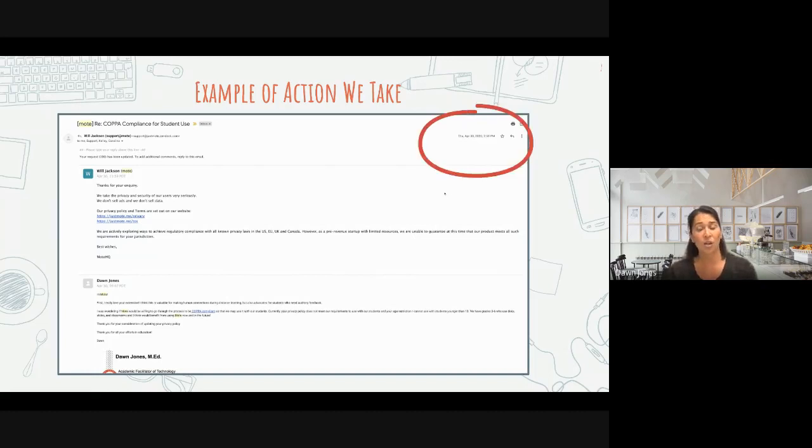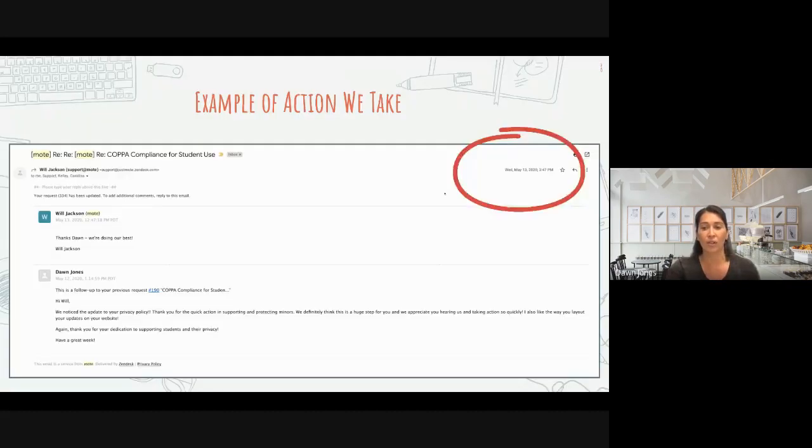So I reached out to the company and I said, hey, I'd really like to use this with my younger students, but you're not under this compliance. What do you think about looking into it? And you can see the reply there was like, thank you. We don't sell their information, we promise, but we're just a startup company and we don't really have that allocation of time or money. Well, not even a month later.